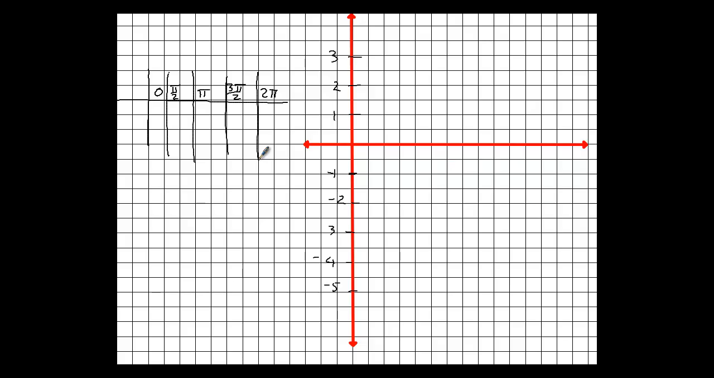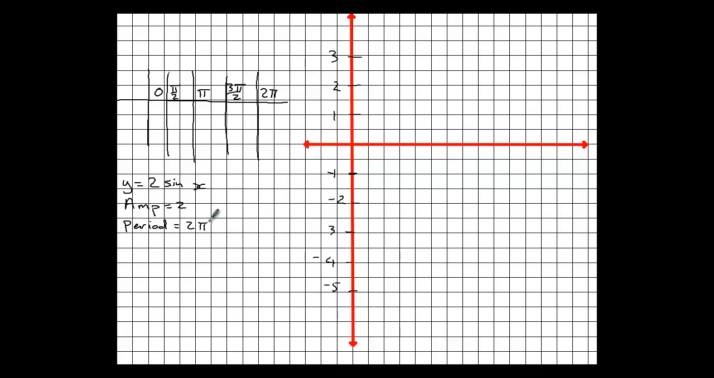So the first graph, y equals 2 sine x. And what do I know about that? It has an amplitude equal to 2. It has a period equal to 2 pi.